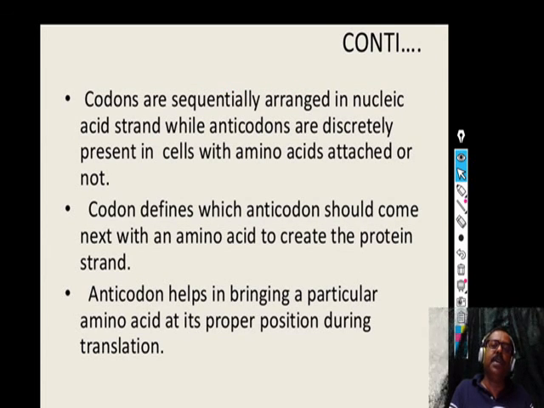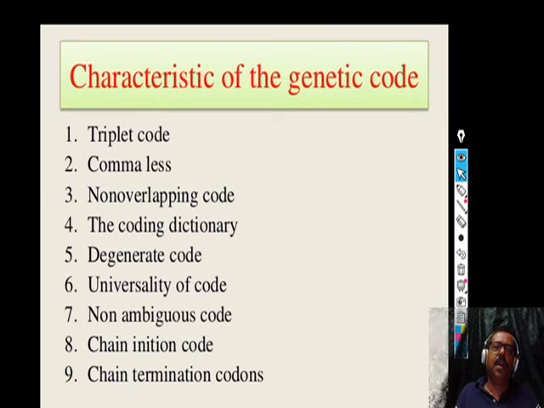Codons are sequentially arranged in nucleic acid strands, while anticodons are discretely present in the tRNA. Codons define which anticodon comes next with an amino acid to create the protein strand. So it is decided by the codon which anticodon will come over. Anticodon helps in bringing a particular amino acid during the translation process.